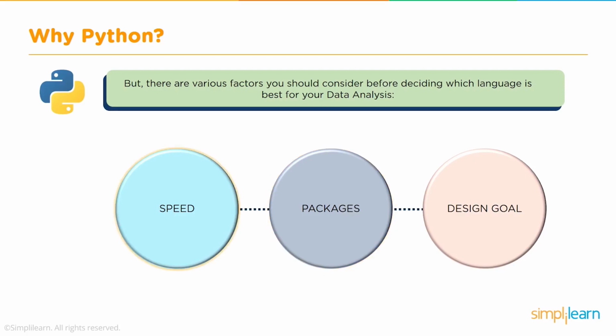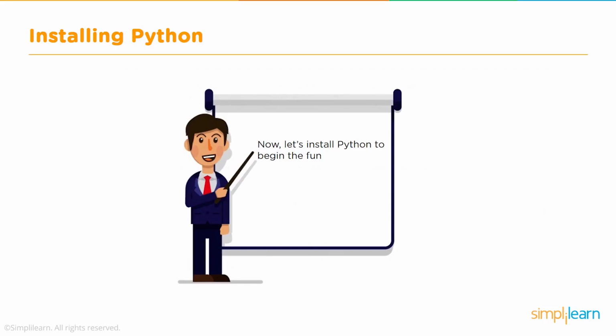And last but not least, the speed. So Python is a relatively faster language. Of course, it is not as fast as, let's say, C or C++, but relatively it is still faster. So these are the three factors which make Python the programming language of choice. So if you want to get started with Python, the first thing obviously is to install Python.